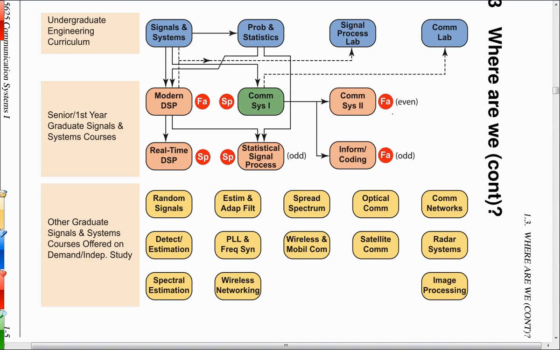So COM 1, like I've already said, flows down from signals and systems. It doesn't require probability and statistics. It just has a Fourier analysis background from Signals and Systems 2 that you need to have. And it's always offered in the spring, which is where we're at right now. And then COM 2 is offered in the even fall, so it won't be offered regularly until fall 2014.